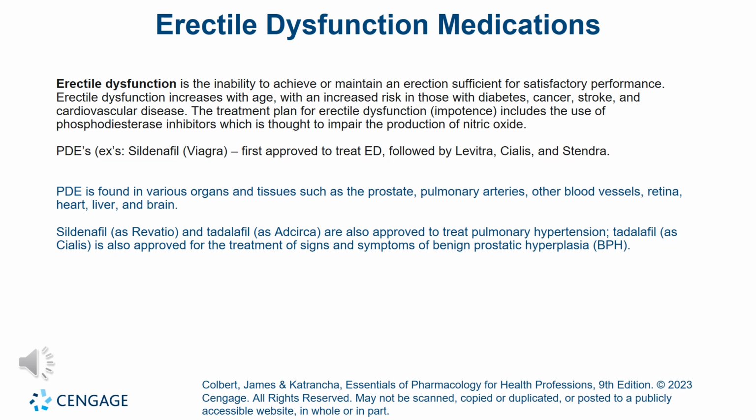Phosphodiesterase is found in various organs and tissues such as the prostate, pulmonary arteries, other blood vessels, the retina, heart, liver, and brain. Sildenafil as Revatio and tadalafil as Adcirca are also approved to treat pulmonary hypertension. Tadalafil as Cialis is also approved for the treatment of signs and symptoms of benign prostatic hyperplasia, or BPH.